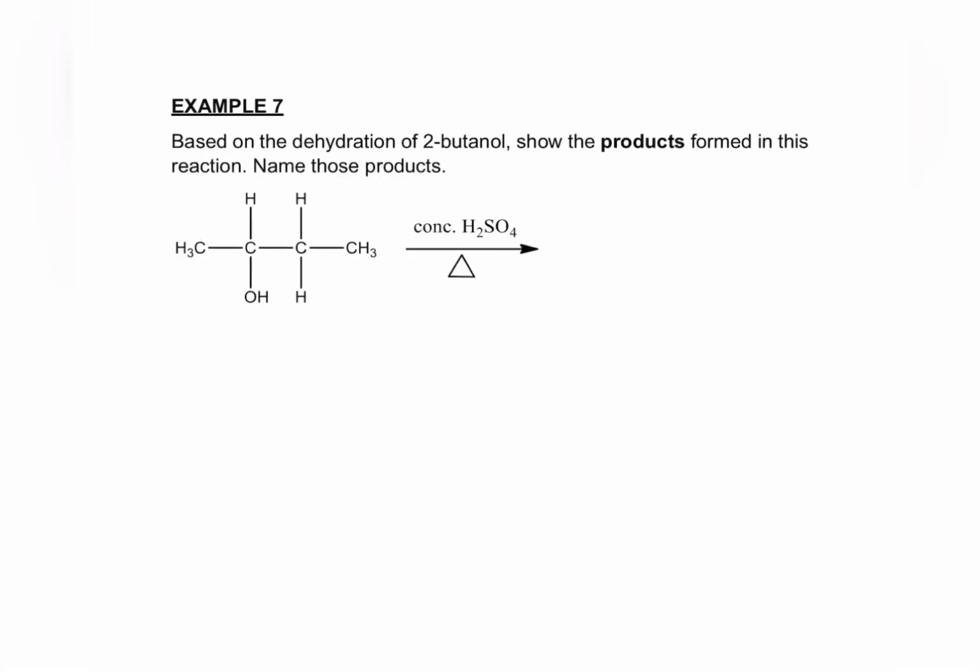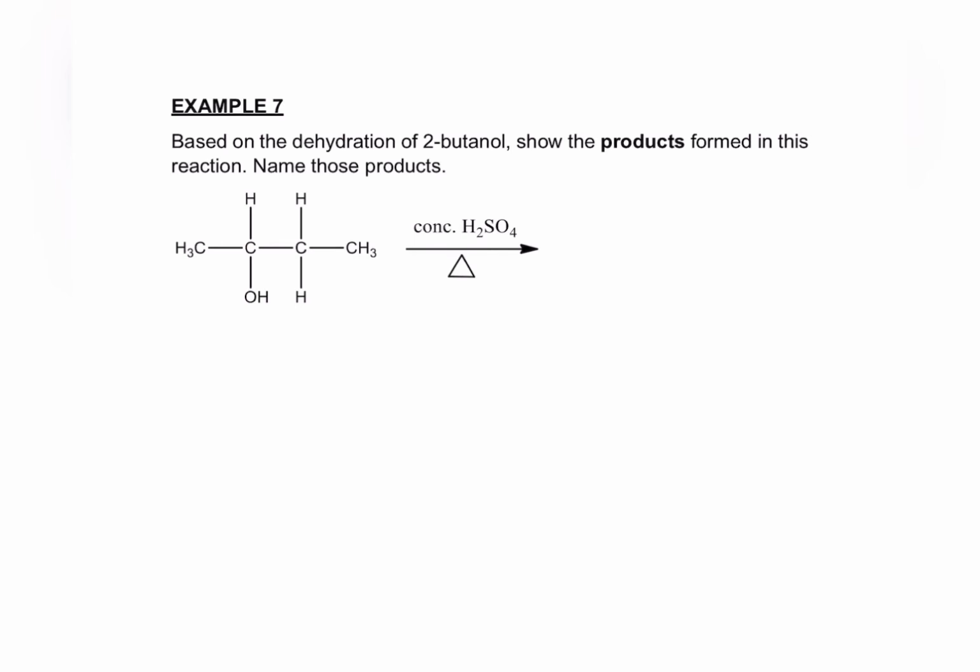Let's continue with example 7. I'm going to use the same tips as before. First, I'm going to expand the carbon that is involved in this reaction. The question asks you to show the products. So now I'm going to continue with example 7 where it asks you to show the products formed in this reaction for dehydration of 2-butanol, and you have to name those products.